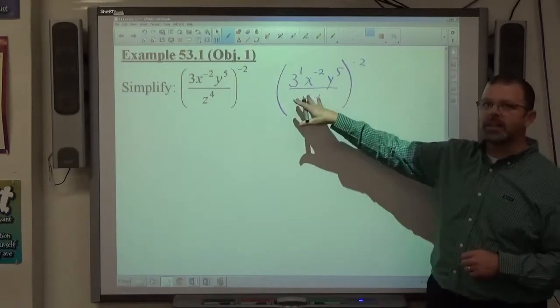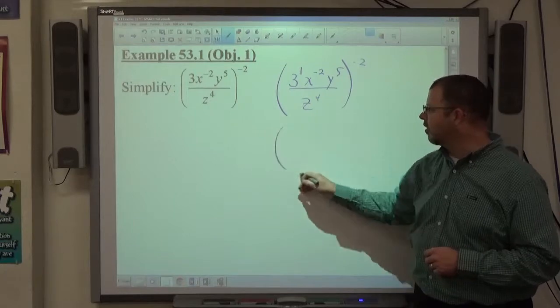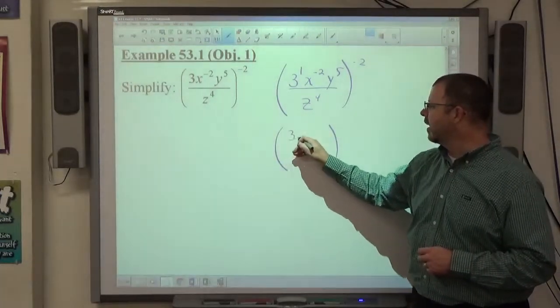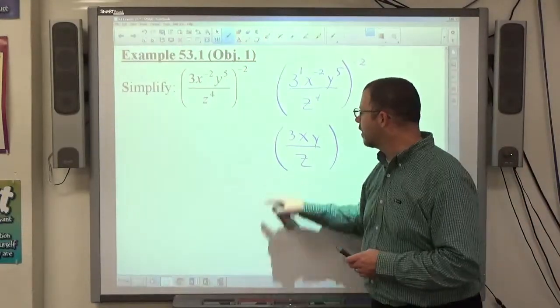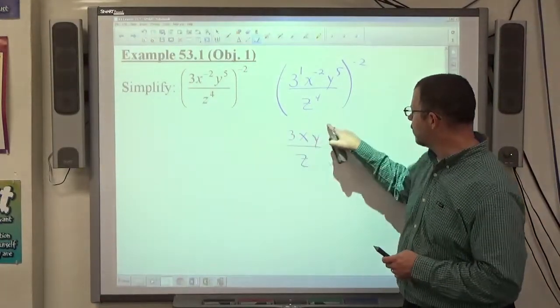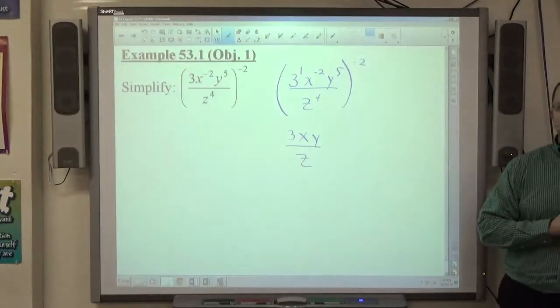Looking at this thing that I've got here, the bases are 3, x, y, and z. So notice the bases are going to stay 3, x, y, and z. I haven't put the correct powers on them yet. I'm going to drop the parentheses also. So the bases do not change when you apply this rule.